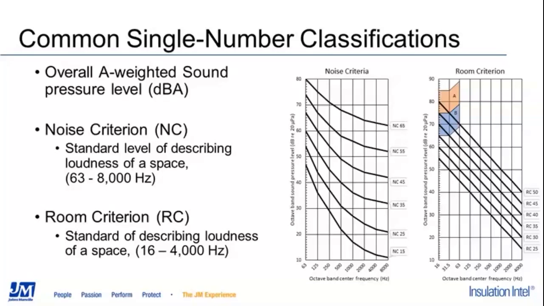Other ratings can include NR, noise rating, RC Mark II, balanced noise criteria, NCB, room noise criterion, RNC, speech privacy class, SPC, and probably a slew of others that I'm forgetting. But we'll be mostly covering mechanical noise, so we're not going to get into STC, IIC, and other ratings that are associated with sound isolation.